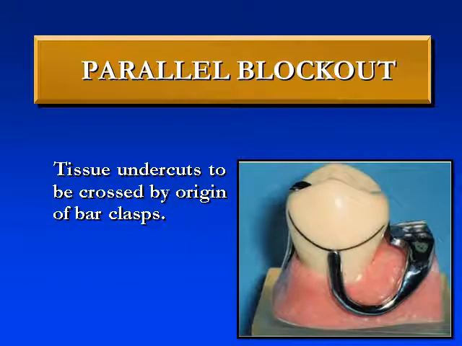Parallel blockout is also used for tissue undercut to be crossed by the origin of the bar clasp. So the origin of the bar clasp, as we see in this figure, is blocked. Any tissue undercut is blocked by using parallel blockout.